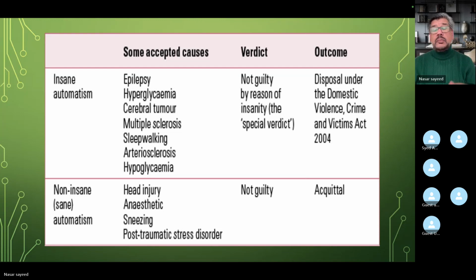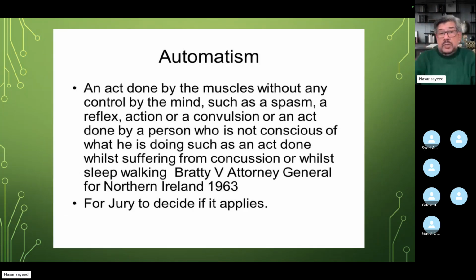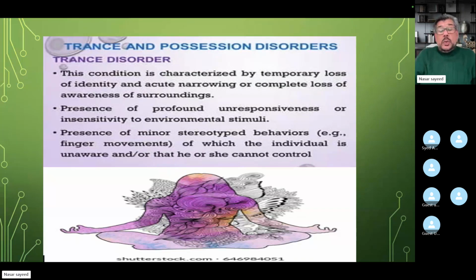Non-insane automatism occurs in head injury, anesthesia, sneezing, and PTSD. And usually, again, they are not disposed of because they were suffering from something and injured somebody. So they are having trials. An act done by the muscles without any control by the mind, such as a spasm, a reflex action, or a convulsion, or an act done by a person who is not conscious of what he's doing, such as an act done while suffering from concussion or sleepwalking. For a jury, again, legally, now it contains no.